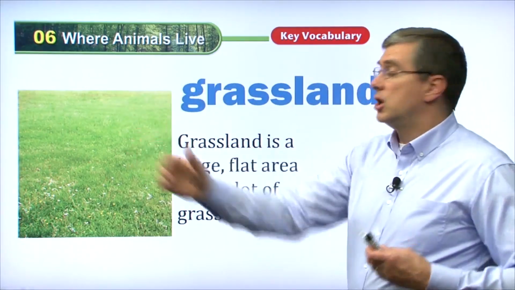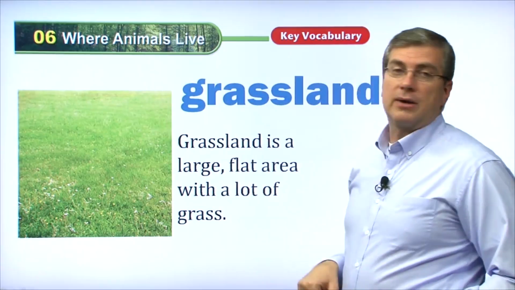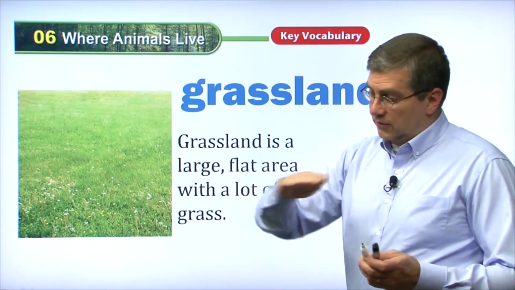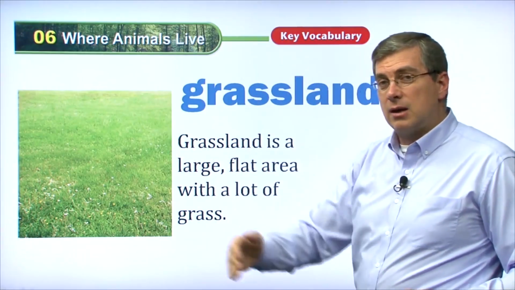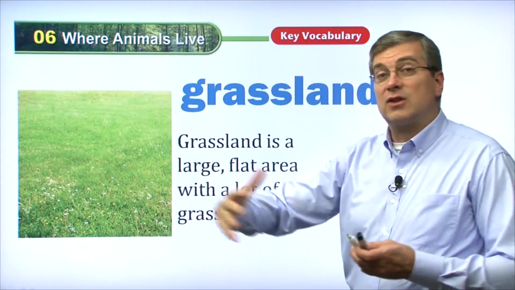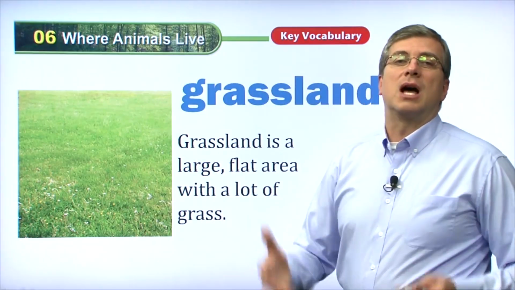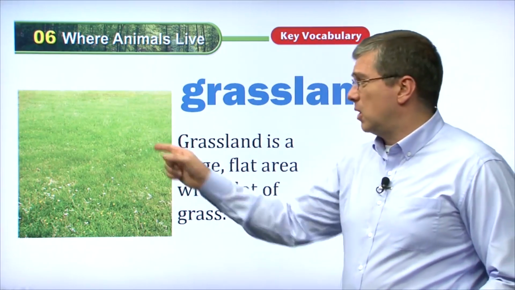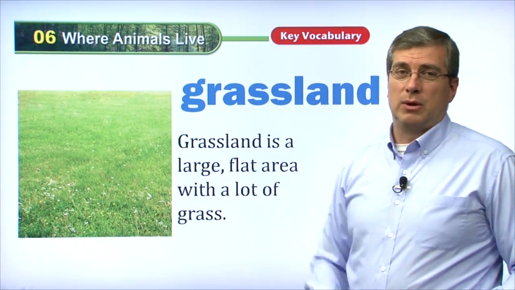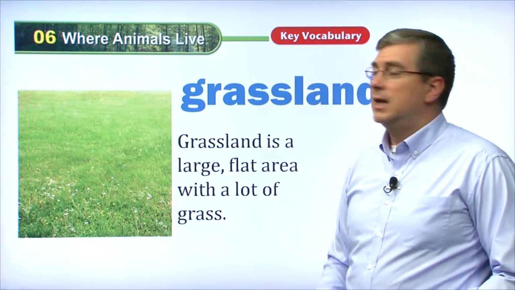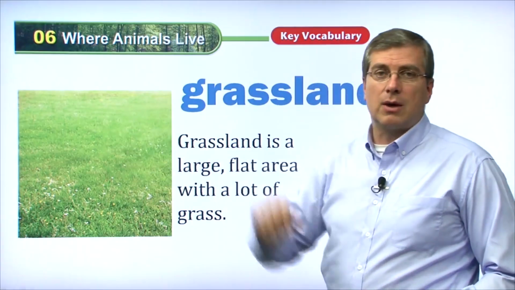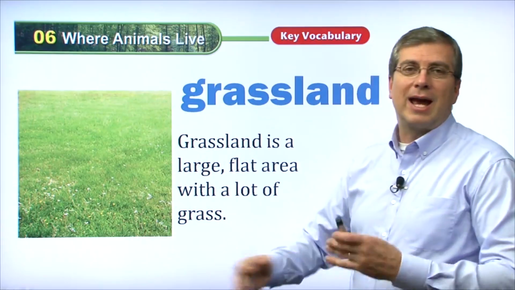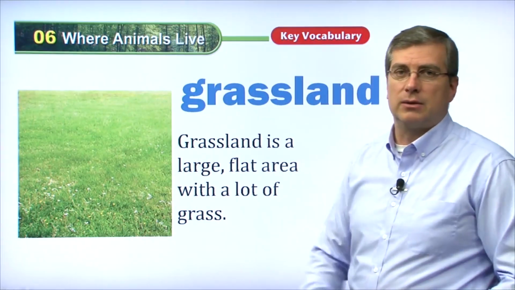Grassland is a large, flat area with a lot of grass. So the characteristics about grassland: no trees, it's flat, so you don't have mountains or hills, and it's a large area with a lot of grass. What lives there? Well, in the American West, a long time ago, buffalo lived on the grassland. Antelope live in the grassland. Deer live in the grassland. Lots of different animals will come by and eat the grass, okay? And they can roam and run around free without any barriers like trees or mountains or hills, okay?